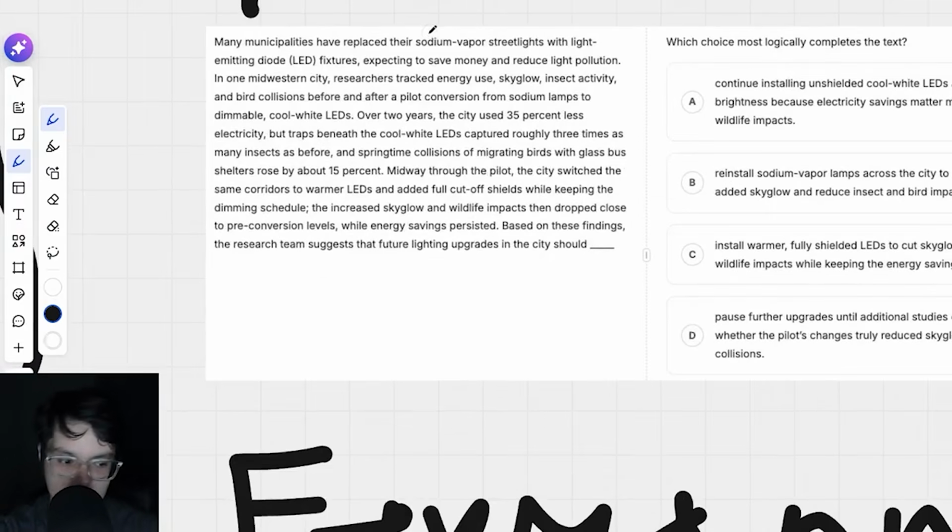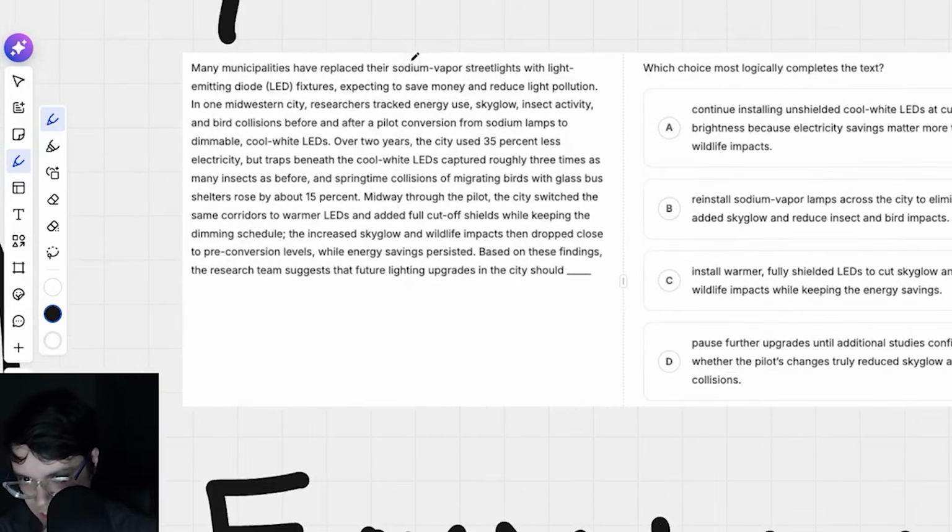So I'll go through the rest of this question and do the other two steps of the process as we get to it. So many municipalities have replaced, okay, I read that one. And then in one Midwestern city, researchers tracked energy use, sky glow, insect activity, and bird collisions before and after a pilot conversion from sodium lamps to this. Okay, so basically they just tracked different things. I don't need to memorize all the different things, but they just tracked different things both before they did the change and then also after they did the change as well.